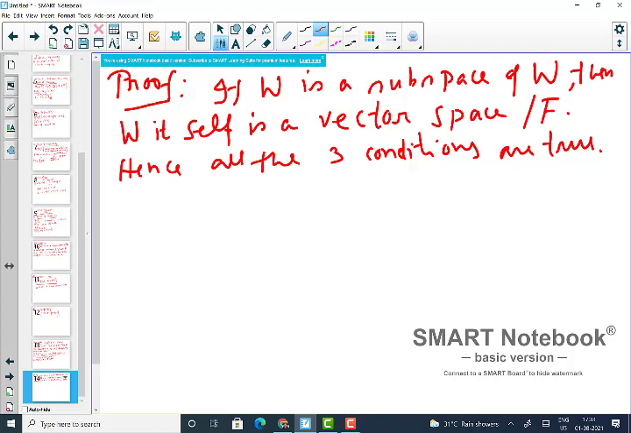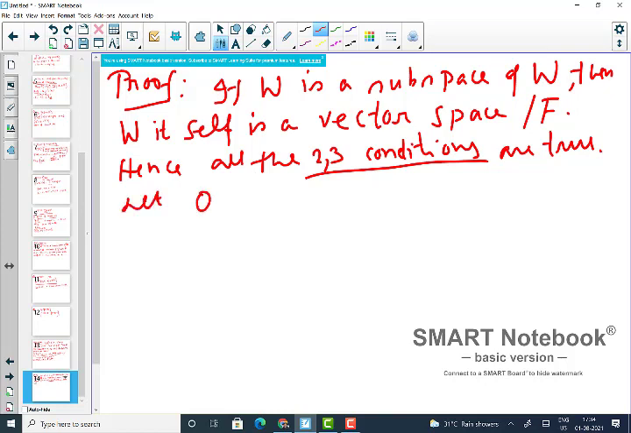Now you have to prove the converse part. So what is the converse part? I think the zero thing you need to prove. Condition 2 and condition 3 are true, right? Condition 1 was the zero, so that you need to prove. So how to prove condition 1? Let me prove that.